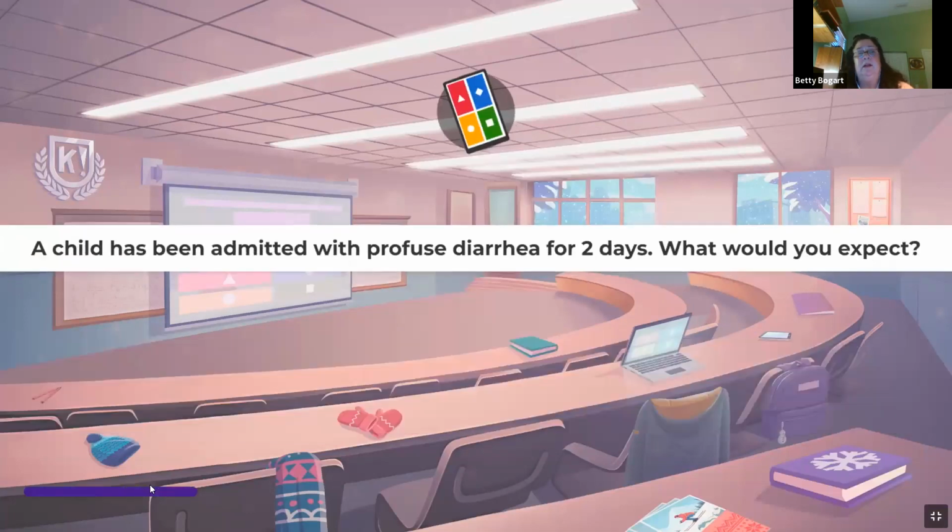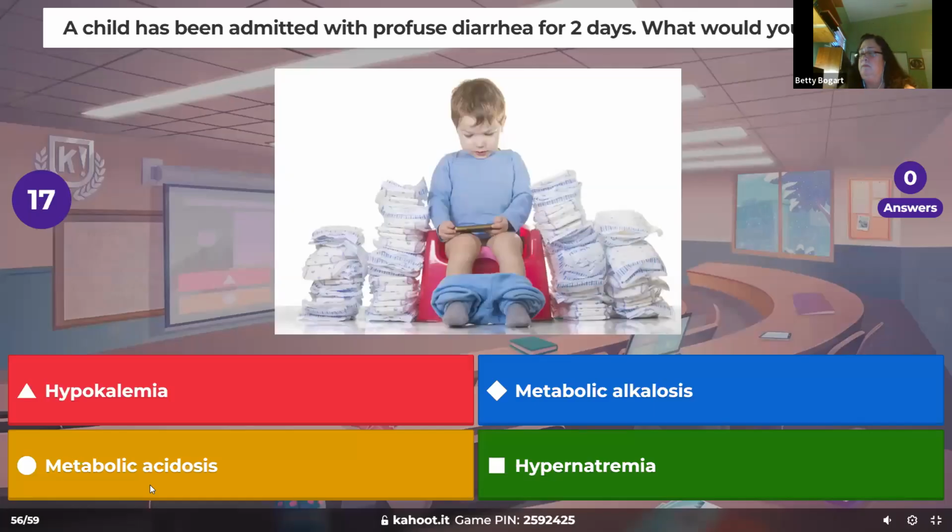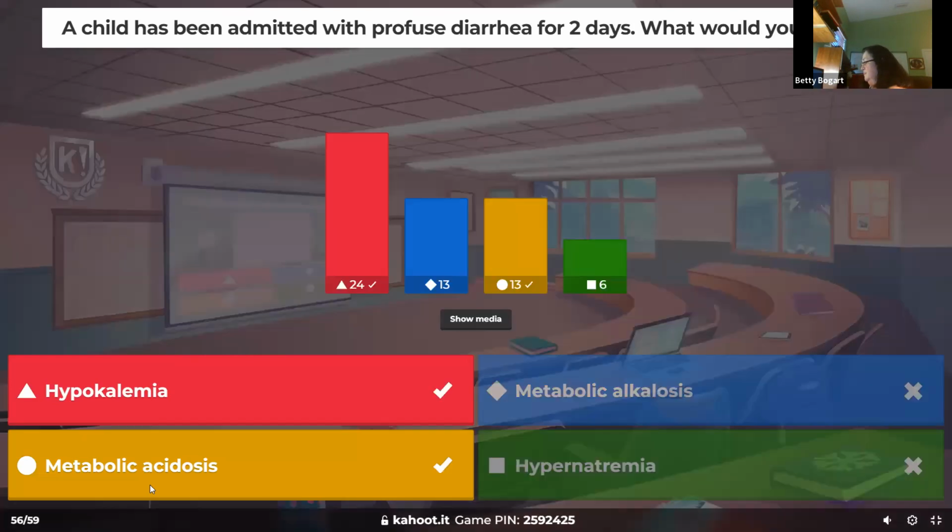A multi-select. A child's been admitted with profuse diarrhea for 2 days. What would you expect? You're losing a lot of diarrhea, stooling. What would you see? So potassium's going to be low. You're losing alkaline out of, with this stool. So you're going to be more acid. And that's all you'll see here. Hypernatremia, no. Maybe hypo. Metabolic alkalosis is for vomiting. That is not for diarrhea.